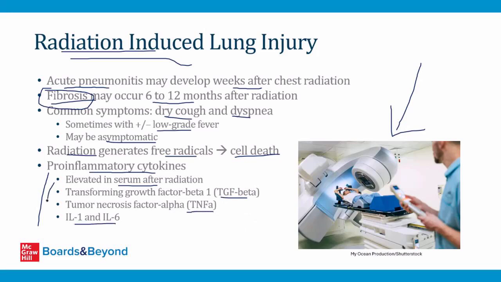I think knowing all these things is fairly low yield for your Step 1 exam. Mostly what they're going to want you to know is that radiation-induced lung injury leads to restrictive disease, and they're going to want you to understand the spirometry and the lung volume results in these patients. And that concludes our module on restrictive lung disease.